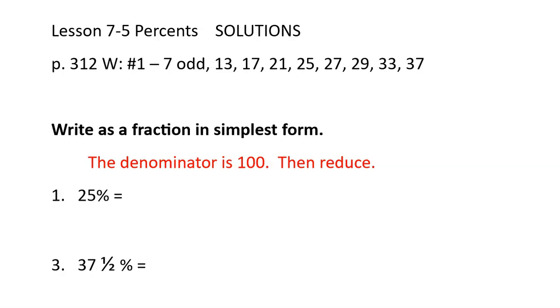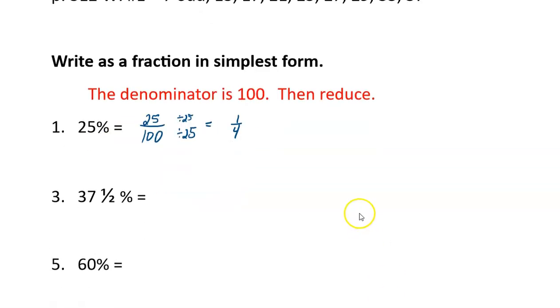Then you can reduce. For instance, number 1, 25% literally means 25 per 100. Now reduce. You can reduce manually, top and bottom both divide by 25, or you could reduce automatically using the calculator. Either way, you will get 1/4. 25% is equal to the fraction 1/4.